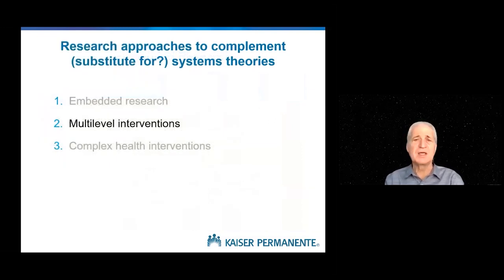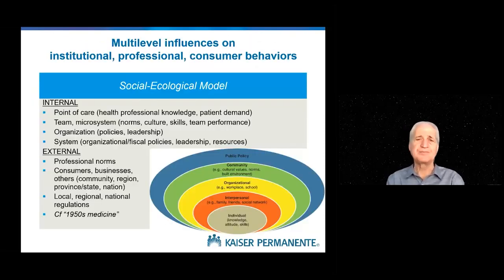So let me move to the next set of ideas and research approaches, and that is research on multi-level interventions. Again, a diagram and a set of ideas that I know are familiar to all of us in the health and social service research fields. But the point is that many of the outcomes that we are interested in understanding and improving are influenced not by factors at one level or two, but by multiple levels.